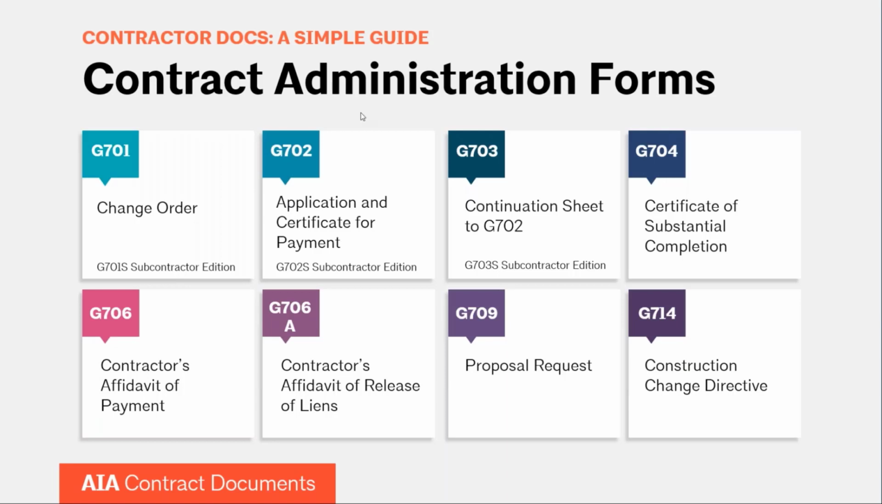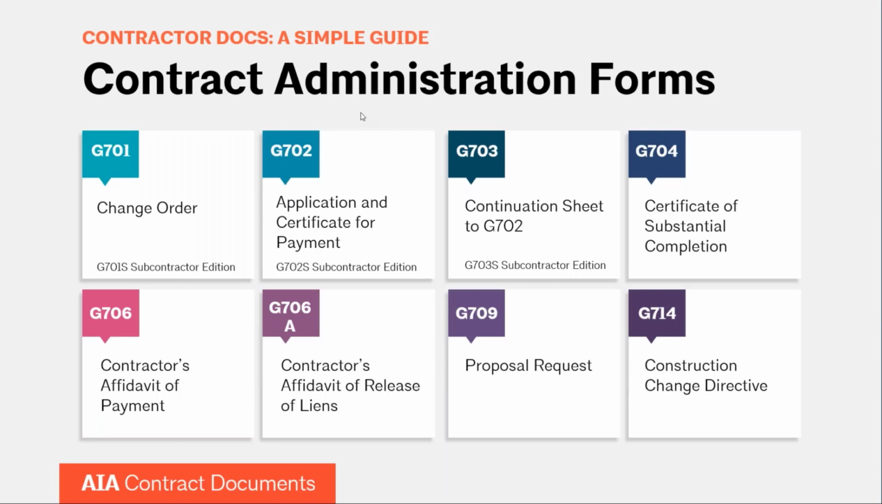G706 and G706A are both affidavits. So 706 is an affidavit of payment, basically stating that all debts and claims have been satisfied, including to various subs. And then G706A is a contractor's affidavit of release of liens, stating the contractor is not going to file a lien on the property. And then you have to actually attach the lien release to this document.